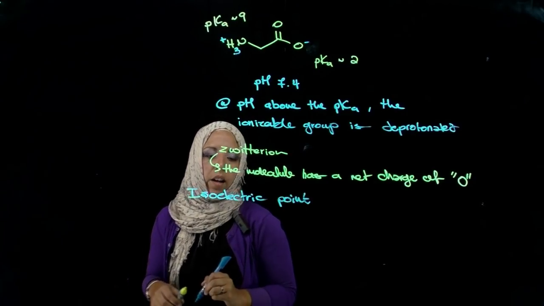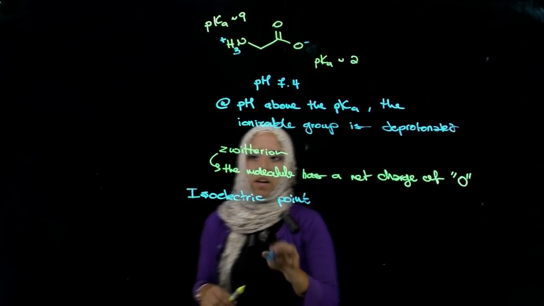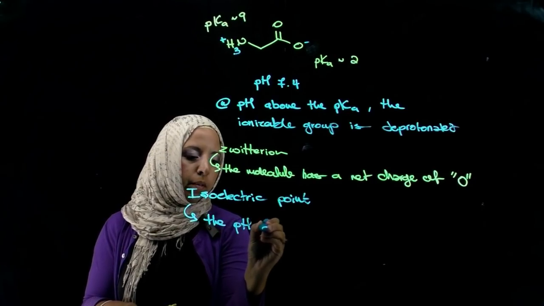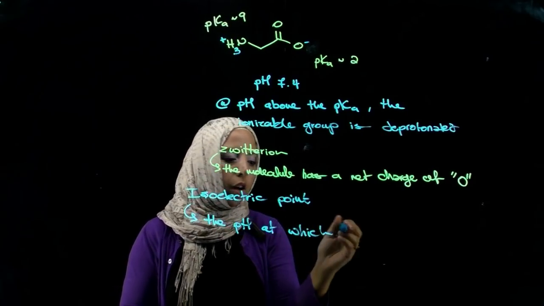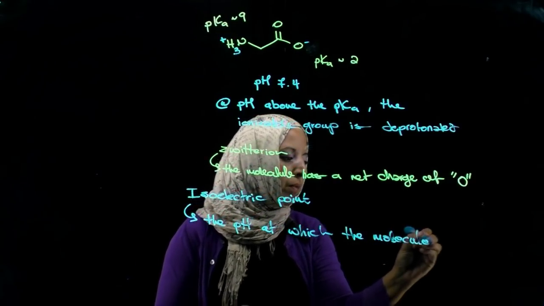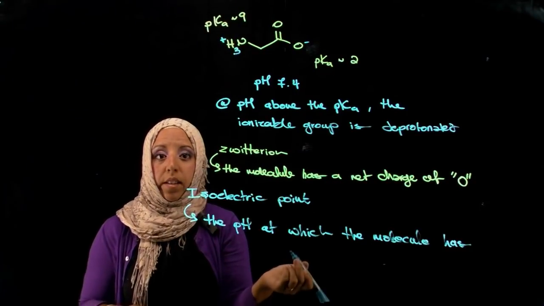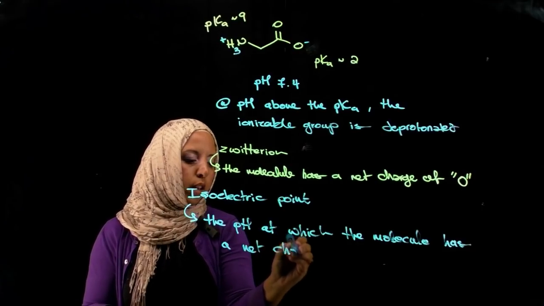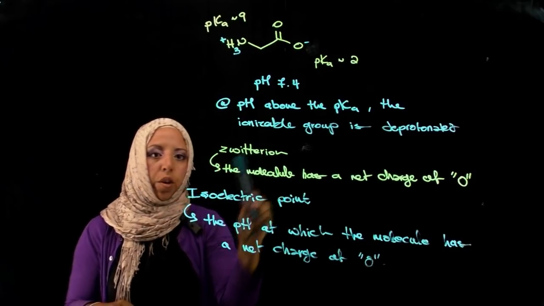What's the isoelectric point? It's the pH at which the molecule has a net charge of 0, or in other words, exists as a Zwitterion.